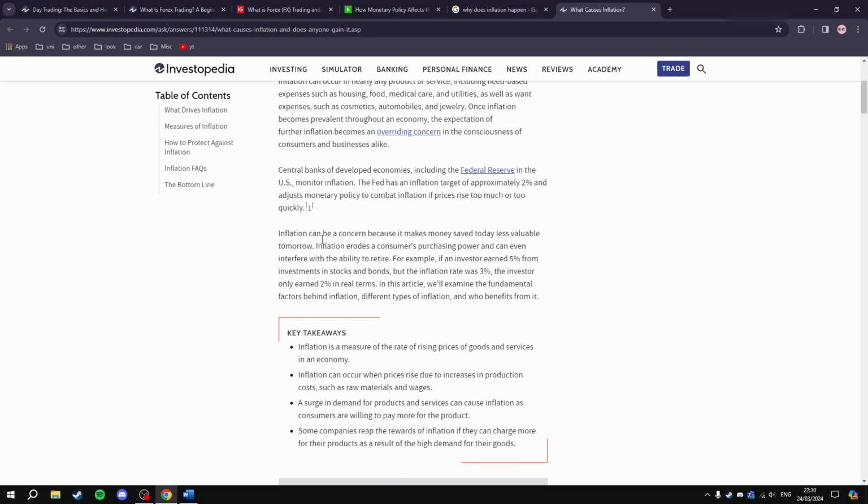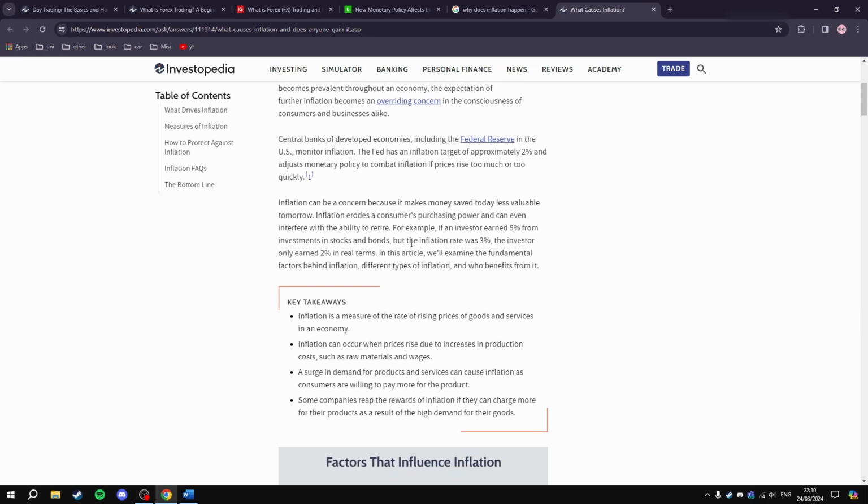Inflation can be a concern because it makes the money saved today less valuable tomorrow. Inflation erodes a consumer's purchasing power, and can even interfere with their ability to retire. For example, if an investor earned 5% from investments in stocks and bonds, but the inflation rate was 3%, the investor only earned 2% in real terms.